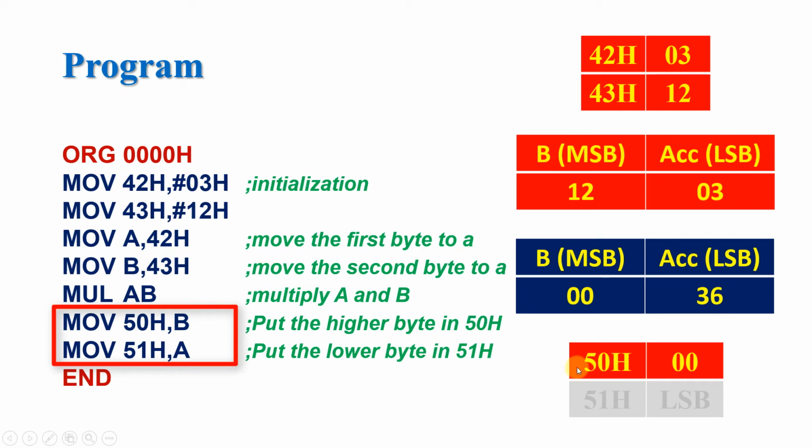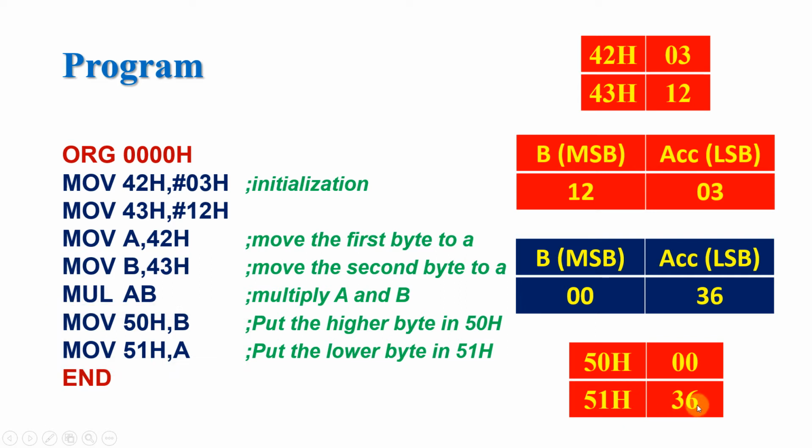So that is what we do. The higher order byte, 00, that is the B register value, is going to 50, and the A register value is going to the 51 memory location. So that is how we can execute this program.